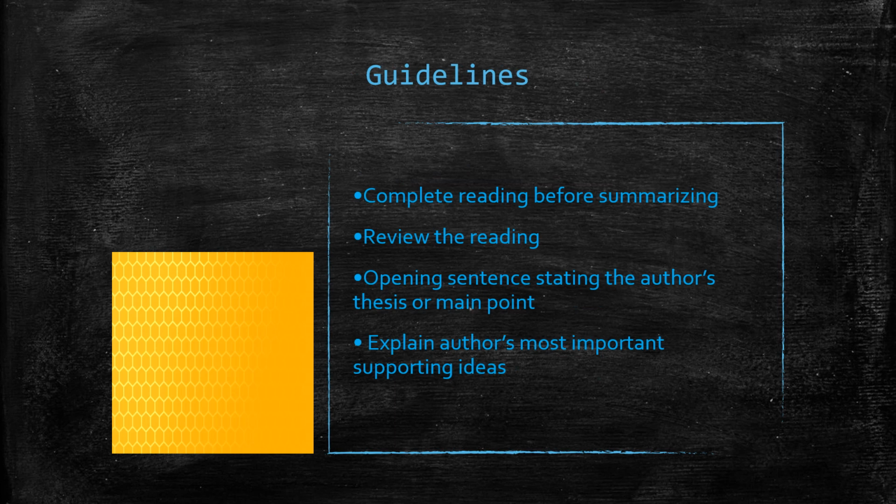To effectively summarize, these are the guidelines. First, complete the reading before writing your summary. You can highlight and or annotate as you read. Second, review the reading by reviewing your highlighting and annotations, or the other way around, reviewing to highlight and annotate for the first time.